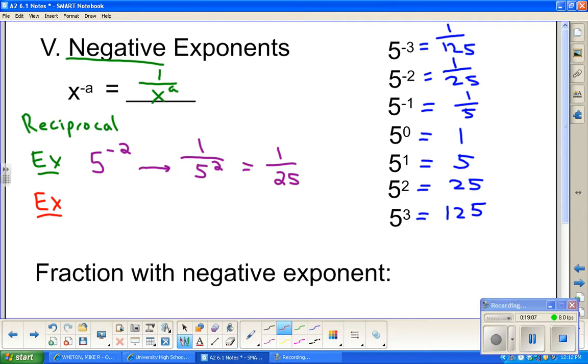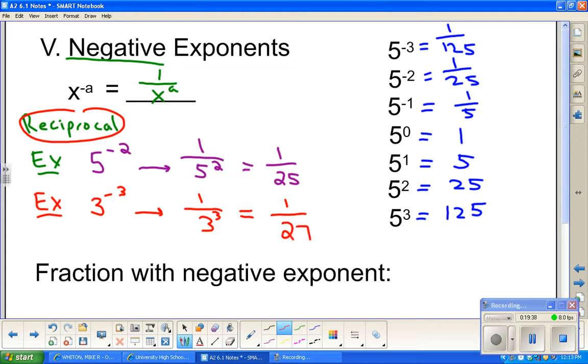So if we did 3 to the negative third or something like that, we're going to see that negative exponent. We don't like that. We can make the exponent positive as long as you do the reciprocal. So the reciprocal of 3 is 1 over 3. That makes the exponent positive, and we can write that as a fraction as 1 over 27. That's 3 to the negative third power. Okay, so let's do a couple.